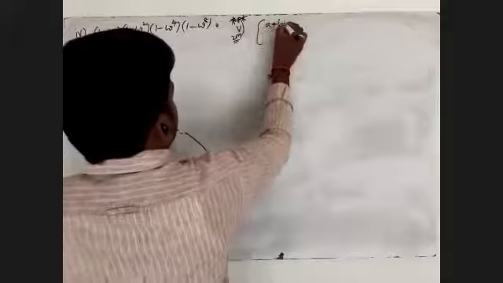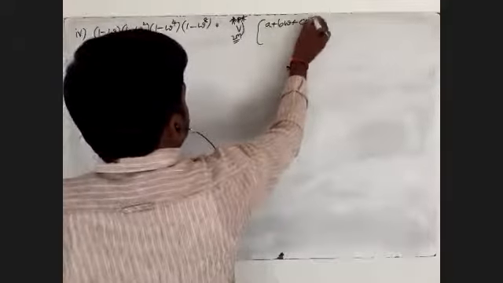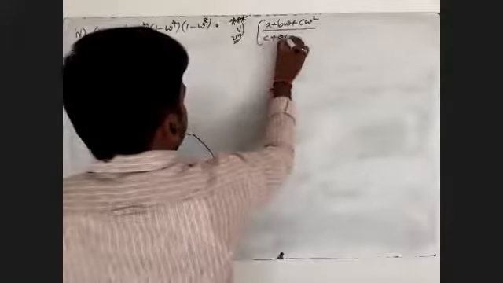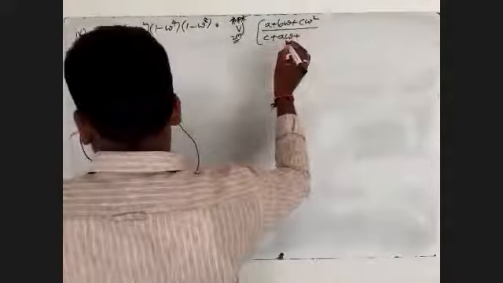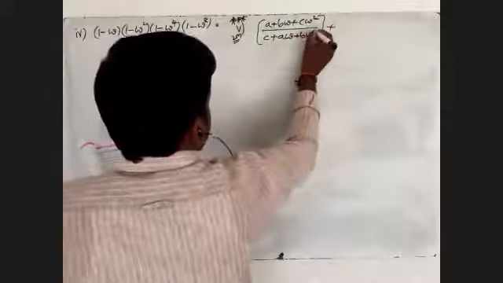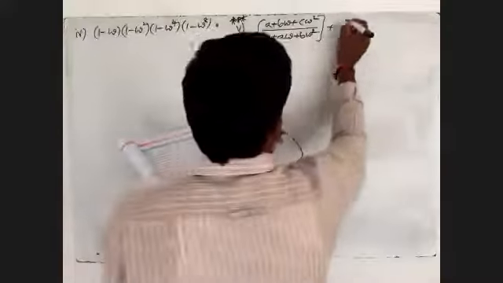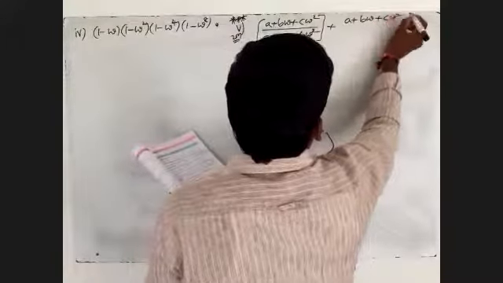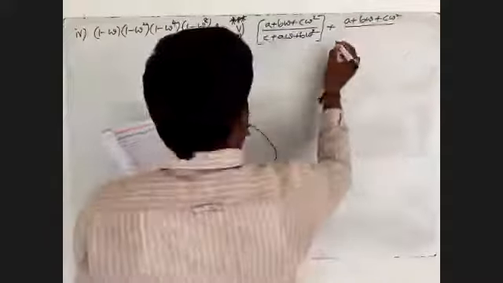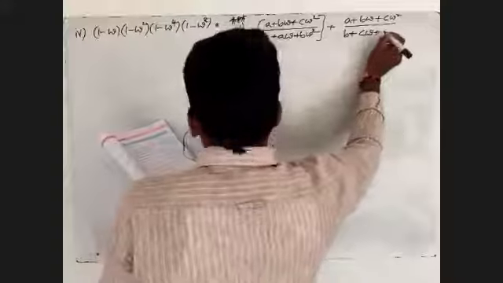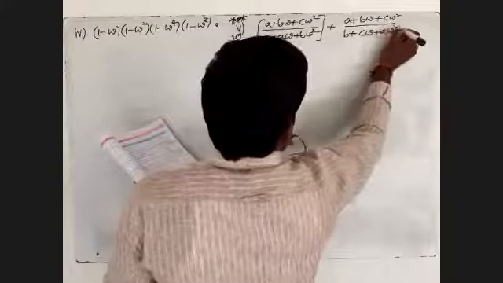A plus b omega plus c omega square by c plus a omega plus b omega square, plus a plus b omega plus c omega square by b plus c omega plus a omega square.